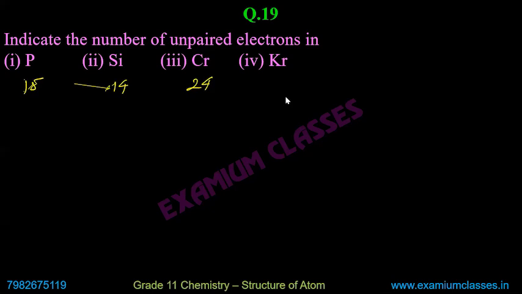Sir, first we will write the electronic configuration. So it will be argon, then 4s1 and 3d5. So the number of unpaired electrons will be 6. Okay, fine. Because this is a type of exception where one electron moves from 4s to 3d so that it will have a half-filled configuration. So total unpaired electrons 6.